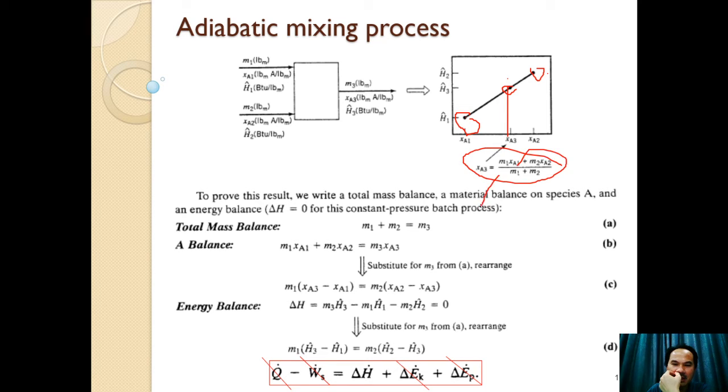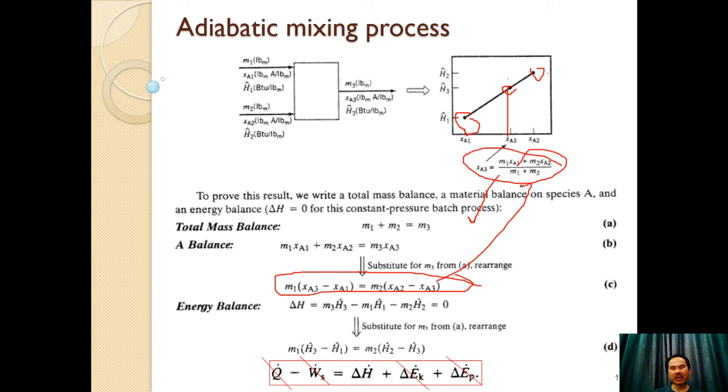How to obtain this? You can make the balance. That's right. The total mass balance: M1 plus M2 equal to M3. There is no reaction, right? No accumulation. If you balance on A, M1 XA1 plus M2 XA2 equal M3 XAT. You solve for this, you get this too.